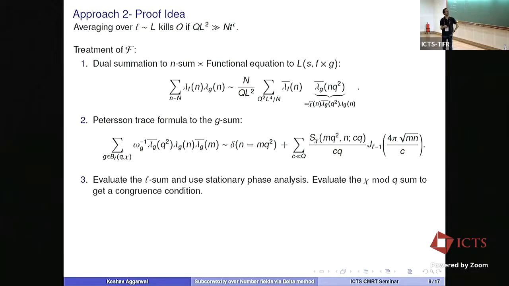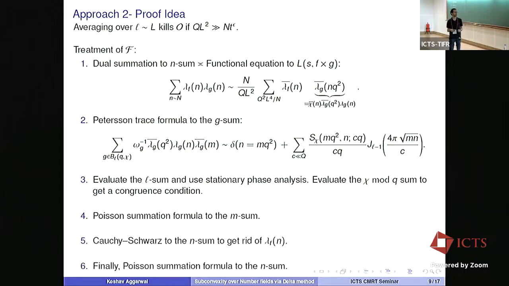After that, you are going to evaluate the L sum, using stationary phase analysis. You have to evaluate the chi sum, where chi was the nebentypus of the family that you're choosing. Then you apply the Poisson summation formula, then you apply the Cauchy-Schwarz inequality, then you apply the Poisson summation formula again. So there's a bunch of steps that Ritabrata did, that Saurabh and his co-authors did, and you were able to get a certain subconvexity bound.